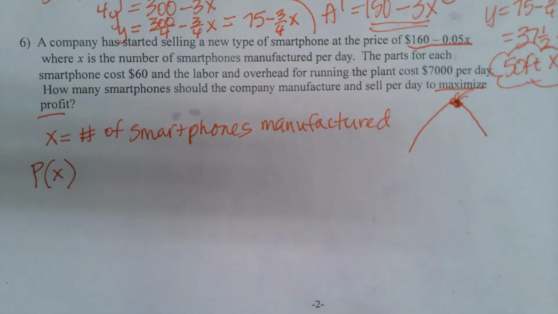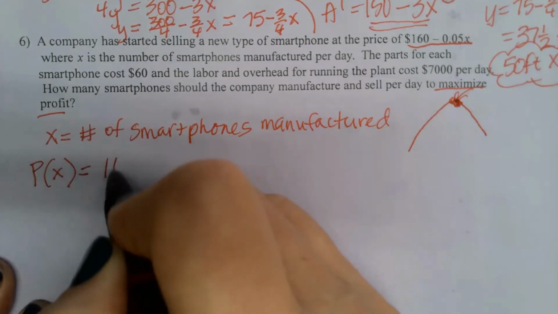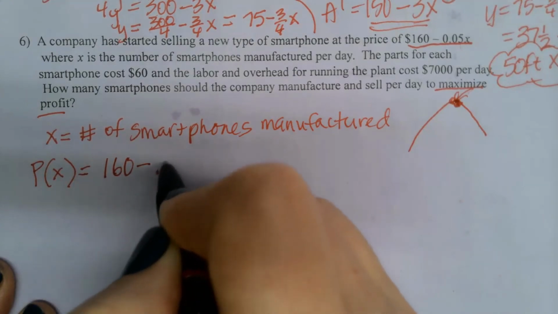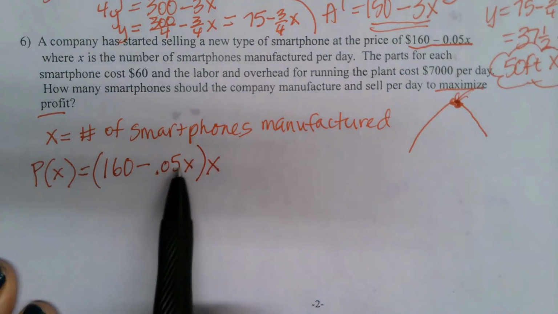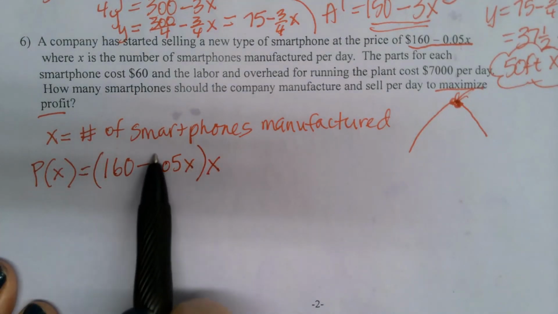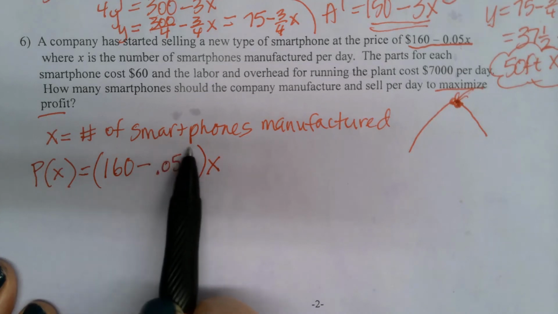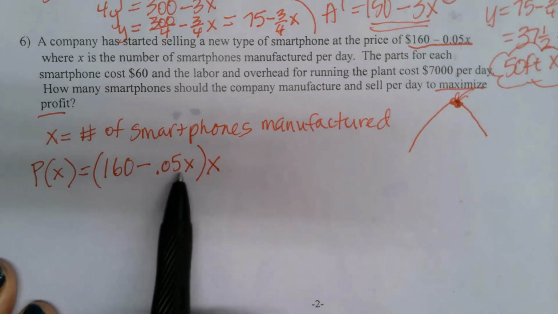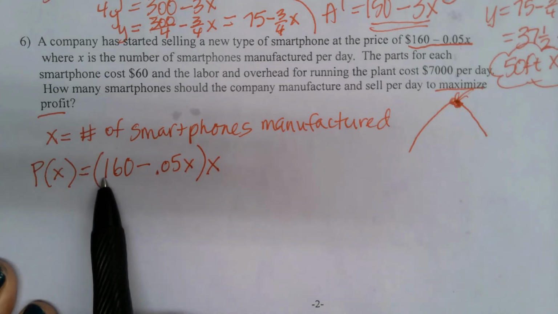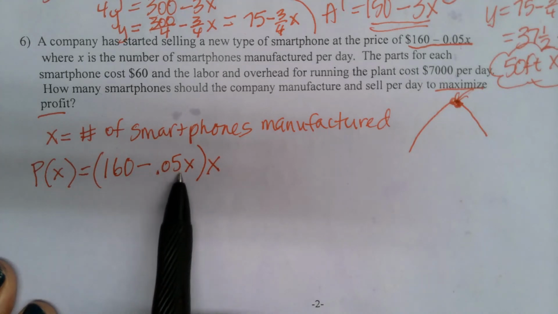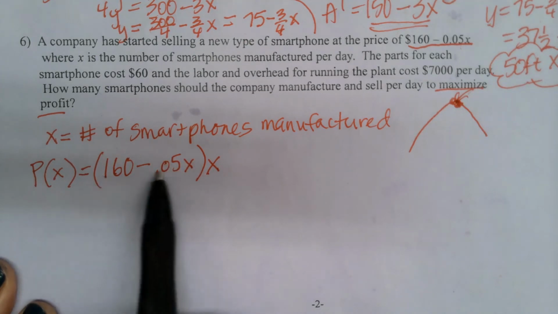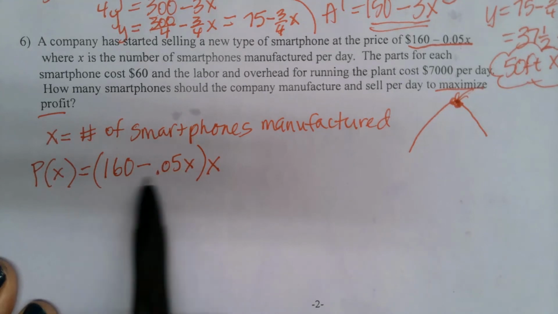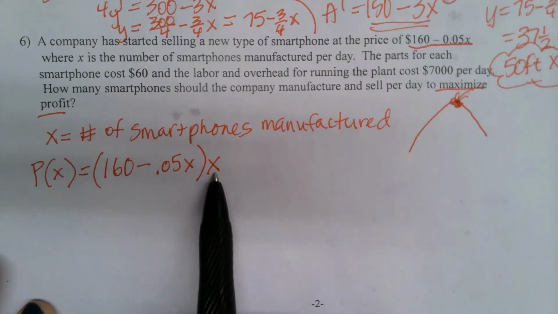So I'm going to start with, what am I going to make per phone? They said that they're going to charge $160 minus 0.05x per phone. So yes, I know there's an x here because they're able to take a certain amount off for each phone sold. If they only sold one phone, they can cut the price by a nickel. If they sell 10 phones, they can cut the price by 50 cents. And so this is going to be the price per phone times the number of phones sold.